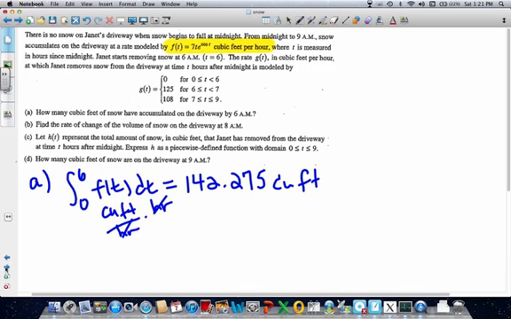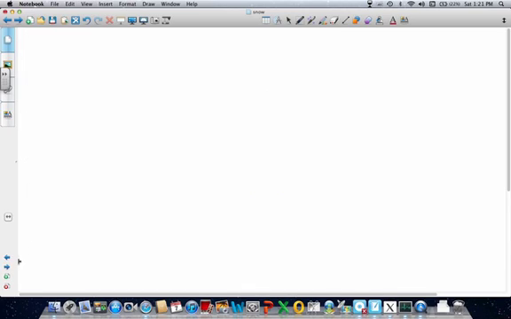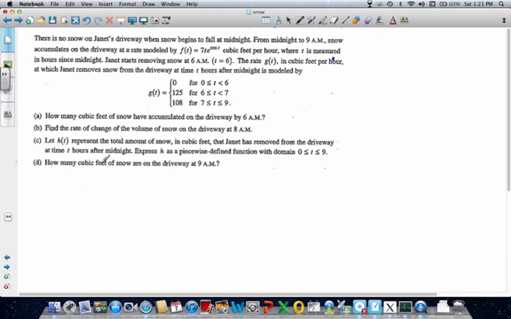All right, part B says find the rate of change of the volume of the snow on the driveway at 8 a.m. Well, if you think about what's happening, at 8 a.m., Janet is shoveling away at the snow. So the snow continues to fall at this rate, and she's getting rid of it at this rate. So it's kind of a rate in, rate out problem. We want to figure out our rate in minus the rate out.